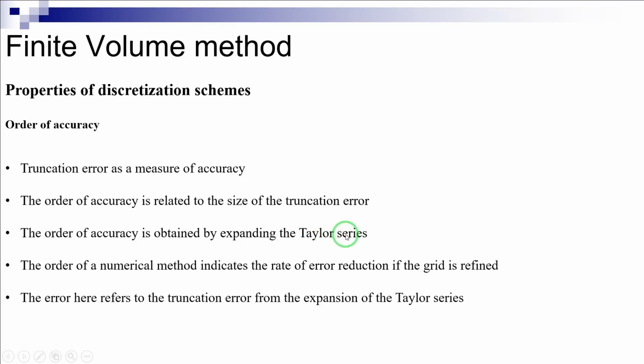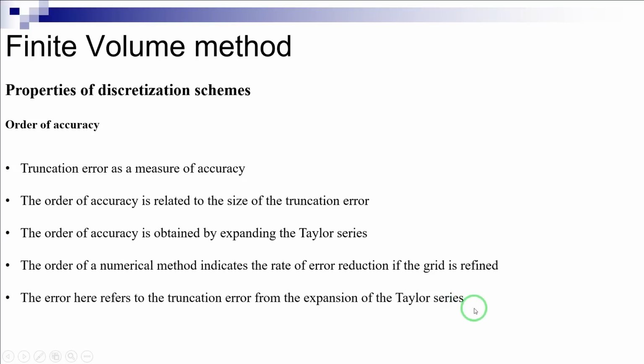A higher order of accuracy can be obtained by using more nodes in estimating a quantity. Note that the schemes with high order of accuracy generally have the problem of stability and boundedness. The order of a numerical scheme indicates the rate of error reduction if the grid is refined. Note that the error here refers to the truncation error that results from the expansion of the Taylor series, and the computer's round-off error is neglected.